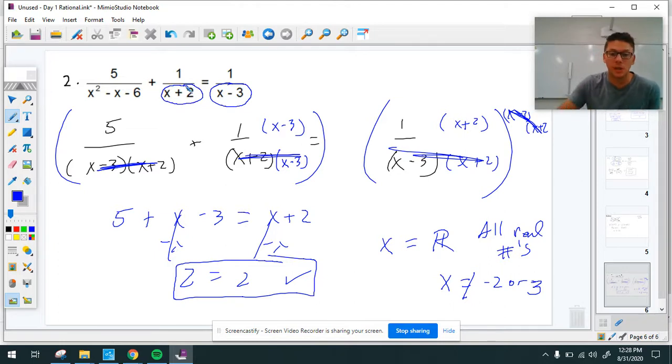So just to be clear, when you do this process, this is not the norm. You're not always going to get just, oh, the x's went away, all real numbers or no solution. You're usually going to get a number, but this is just one scenario showing that that can happen. What does that answer look like? And then make sure you state what it can never be in that scenario.